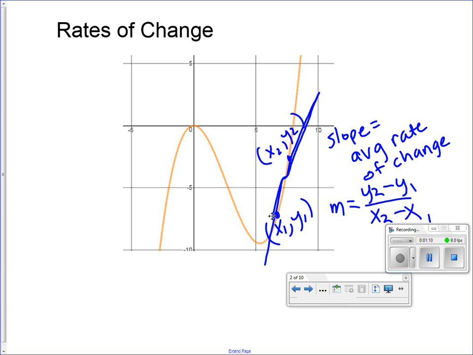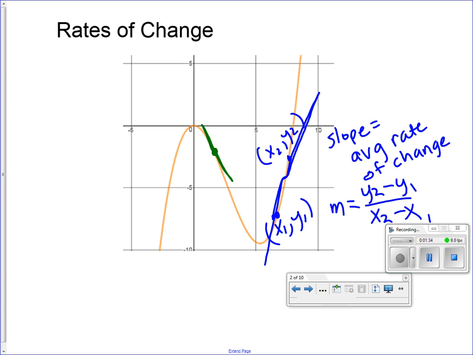But what if I wanted to know the rate of change at an exact moment? That's called the instantaneous rate of change. It would be the slope of a line that just touches that one point. You notice that line there is tangent. If I could know the slope of that line, I could know the instantaneous rate of change. The only problem is that I only know 1 point, and I need 2 points to make slope.